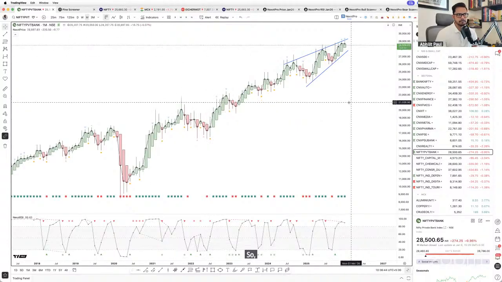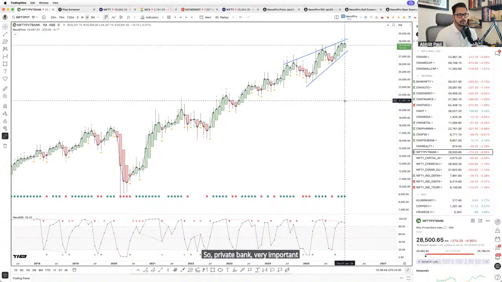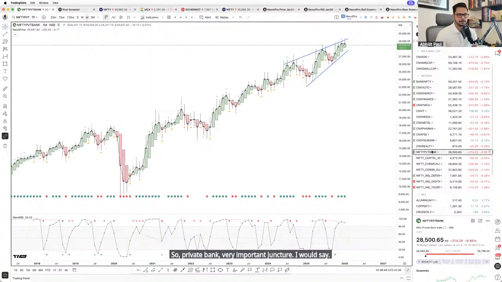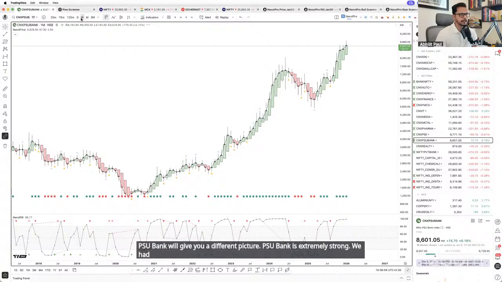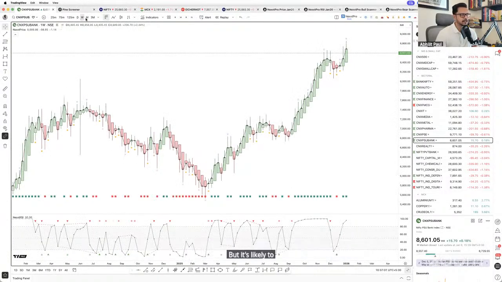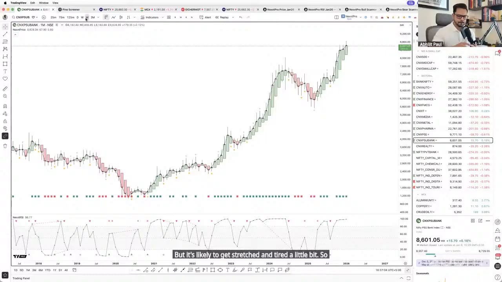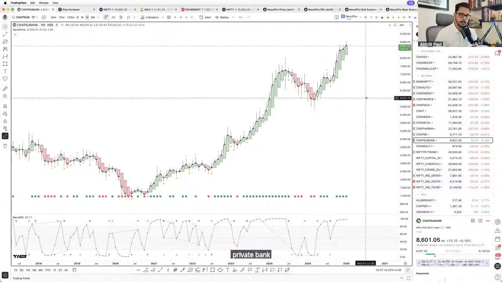So private bank, very important juncture. I would say very important because this is exactly how the 2007 top happened. PSU Bank will give you a different picture. PSU Bank is extremely strong. We had a wonderful rally, but it's likely to get stretched and tired a little bit. So until the private bank takes it up from the PSU bank, just like a relay race, Bank Nifty will struggle. Bank Nifty needs support from the private banks. So keep an eye on the private banks.